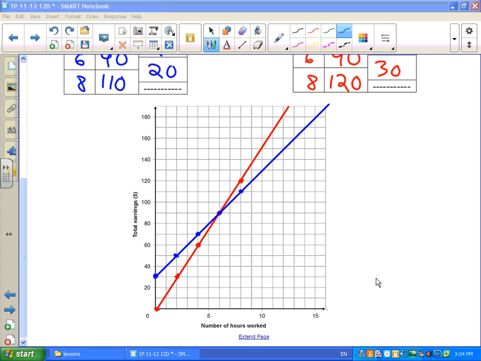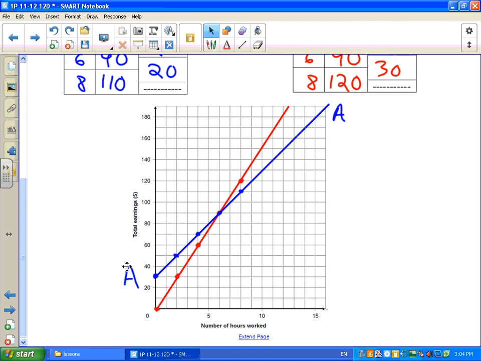So I've plotted my two lines. I've got Alliance Industries in blue here, and I'm going to label it with an A so I remember that it refers to Alliance. And I'm going to label it at both ends. And I'm going to label Best Industries here with a B because it refers to Best Industries. And the big thing that we notice about these two lines is that they cross each other at one point. And the important part of these questions is figuring out what is the significance of this point where they cross.